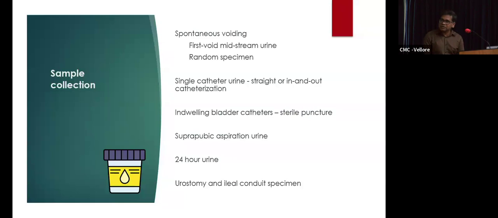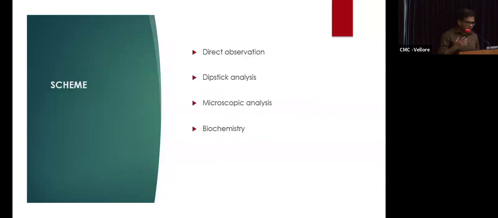A 24-hour urine collection is mostly used for 24-hour quantitation of proteinuria. If the patient has a urostomy or ileal conduit specimen and there is no other way to obtain urine, then we have to put a catheter inside the conduit and collect, with all sterile precautions. So our scheme for urinalysis today is direct observation, followed by dipstick analysis, microscopic analysis, and biochemistry.